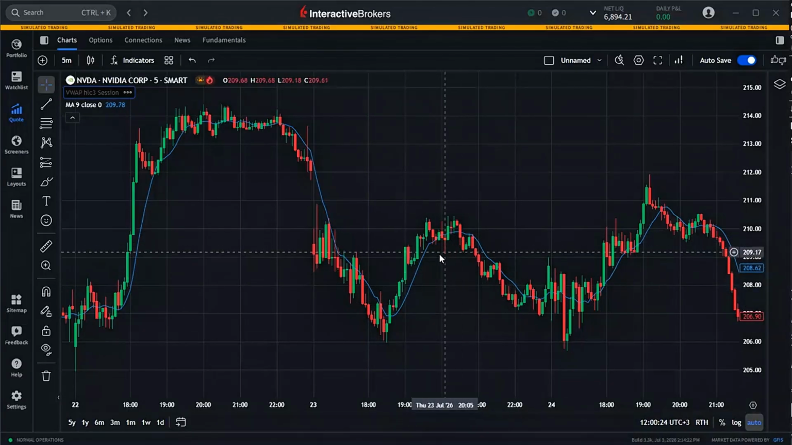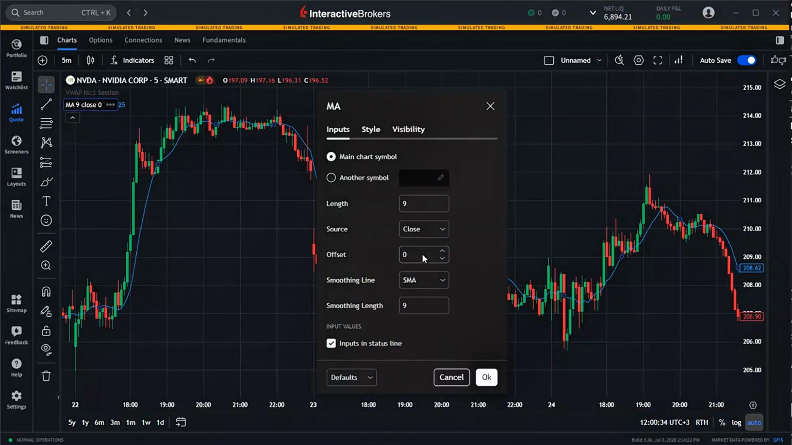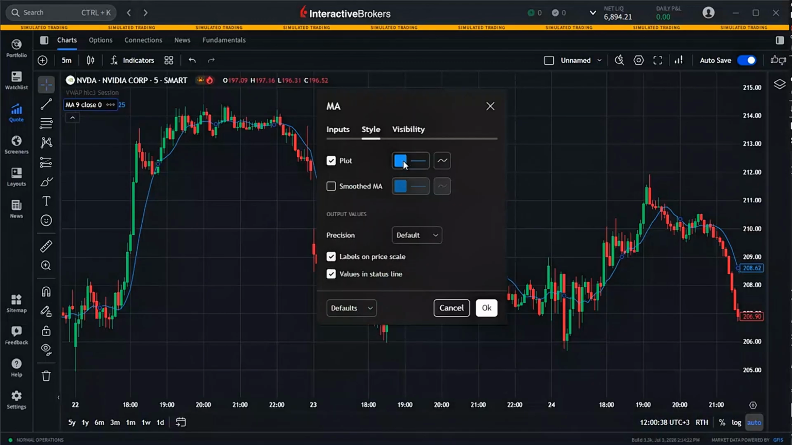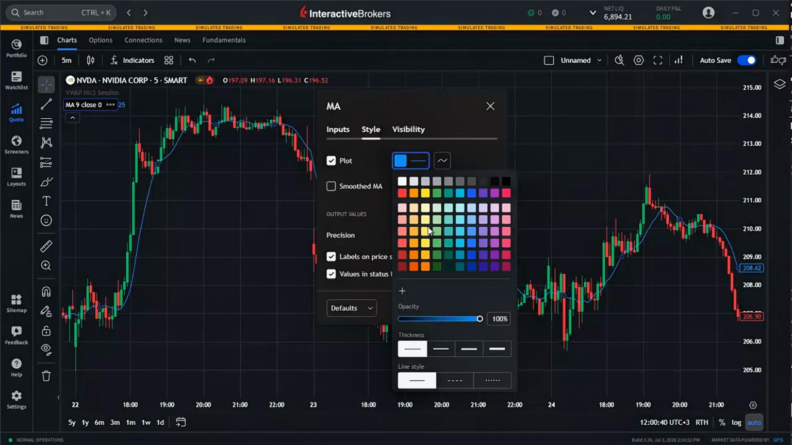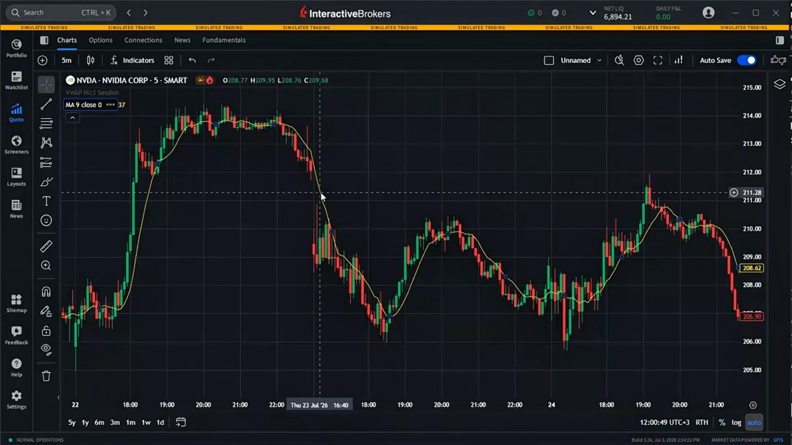Okay, now you can actually change the color. They tend to have the same colors here on IBKR, so I like changing the color. To change the color, you can just double click on the line itself, which is going to show you the settings. Now you have the style. Style is going to allow you to change the color. So I can have it any color I want over here. I'm going to choose yellow. And now we can see our moving average is yellow.